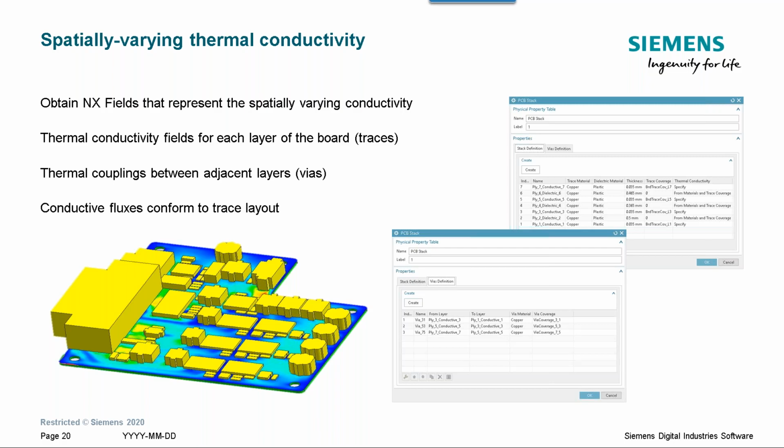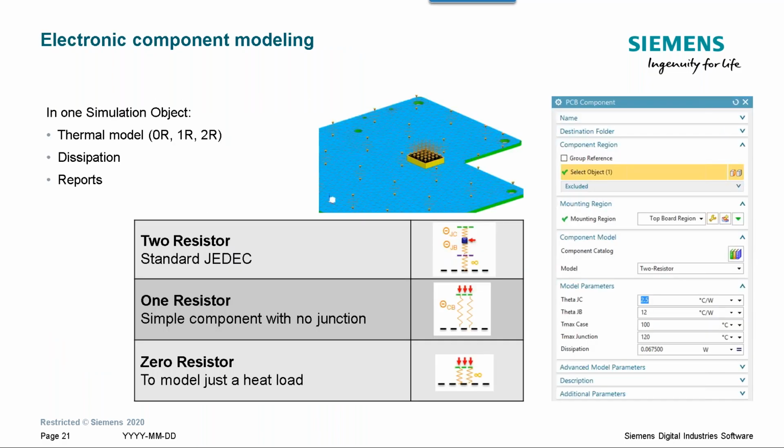Now, if we look at the components in more detail, the components are translated as simulation objects in Simcenter 3D Thermal. So we support multiple ways of creating those simulation objects. So we have a 2-resistor model based on the JEDEC standard that can be used, but we also have simpler representations. So a 1-resistor model, which is a single resistor with no junction, and also just a heat load that we call the 0-resistor model.